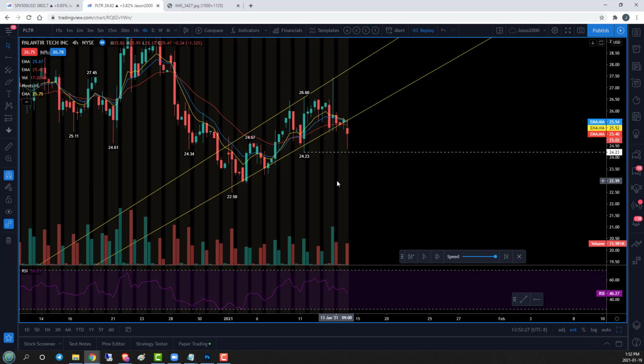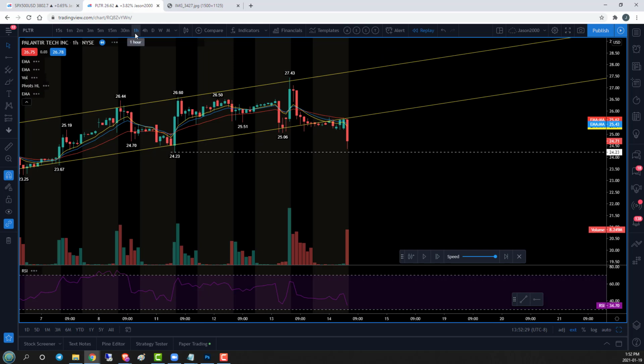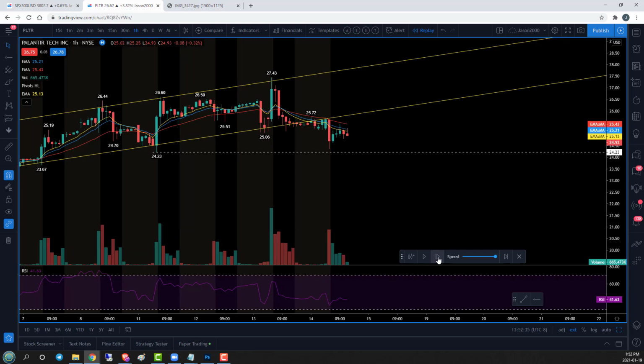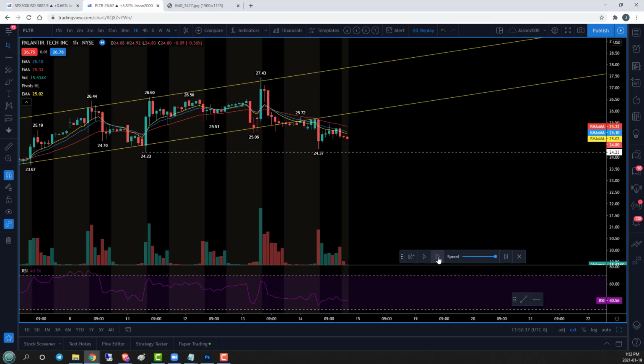Bulls must keep this level intact in order to keep things moving. Going back to the hourly time frame, let's take a look at what happens. We managed to hold this, and that is as best the bulls can hope for. Now at this point, things get a little bit interesting.